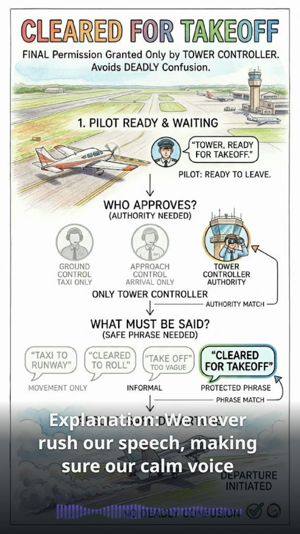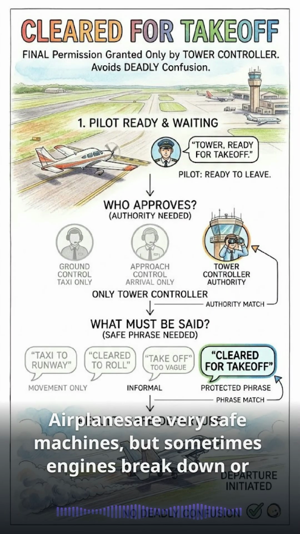Section 6. Today we will learn about flying emergencies, helping pilots when things go wrong in the air. Airplanes are very safe machines, but sometimes engines break down or radios stop working completely. When a pilot has a bad problem, they tell us immediately on the loud controller radio.